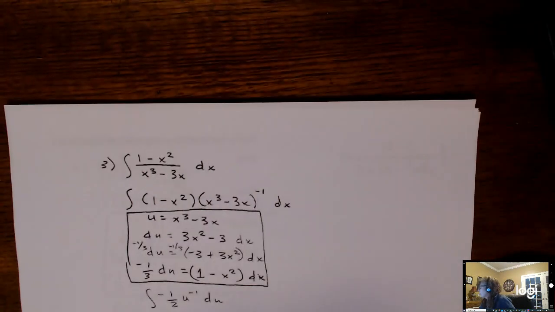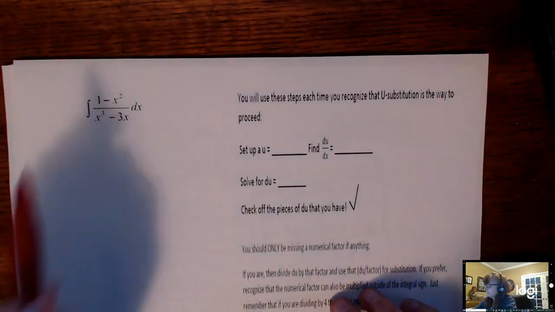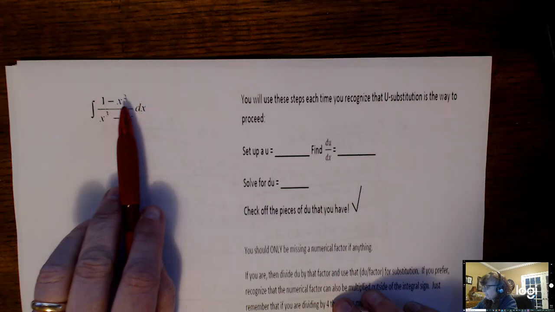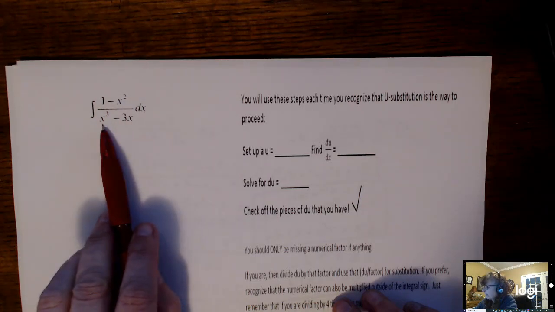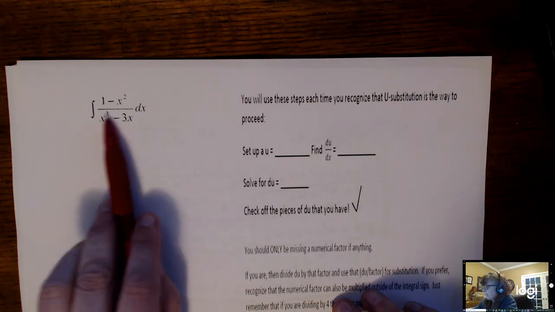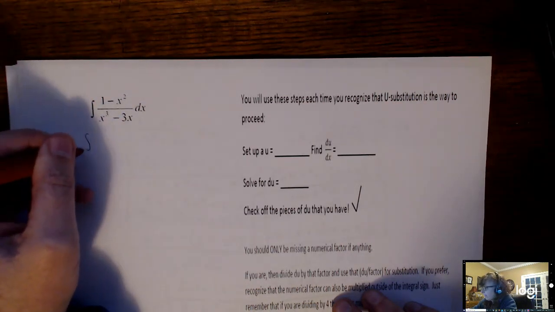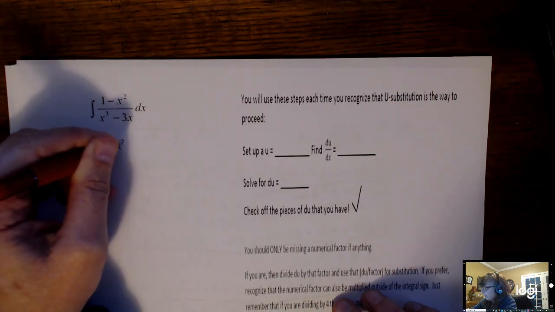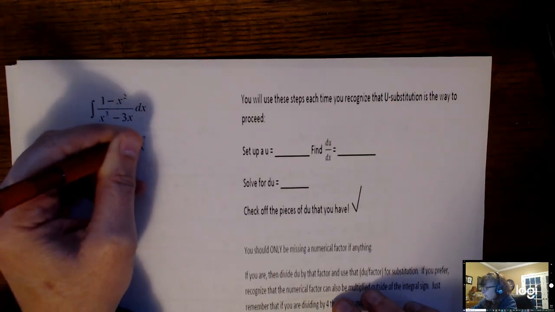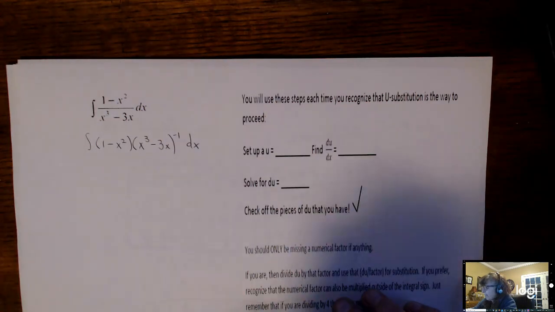Number 3. Here's number 3. Okay, so the integral of 1 minus x squared divided by a binomial, x cubed minus 3x. So you can't divide out the monomial. You're going to have to rewrite this as (1 minus x squared) times (x cubed minus 3x) to the negative 1 power. That's how I bring it up.